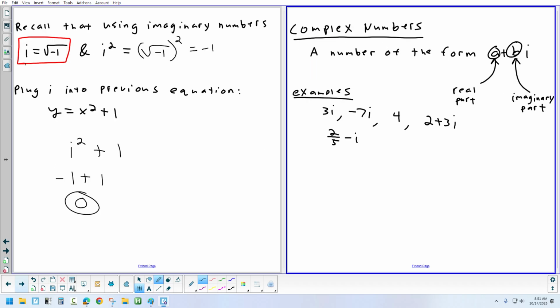All right, so what we're looking at in general are complex numbers. So we can write a complex number in what's called standard form. The standard form of a complex number is a plus bi, where a is the real part, b is the imaginary part.